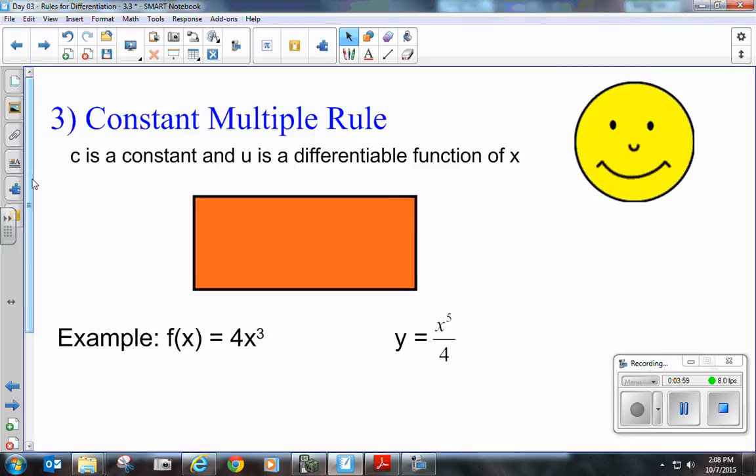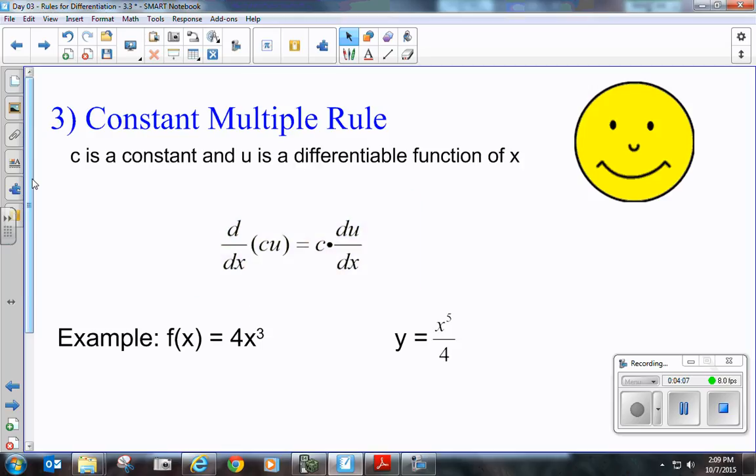Now, the constant multiple rule. The constant multiple rule, okay? That just says that if I'm taking the derivative of some function, and c is a constant in front of it, I can take the constant out front separately, and then take the derivative of the function without the constant, and then multiply the constant times the derivative. Okay? So, I'm going to give you 2 examples. One is the one we just did, and then I'm going to give you another one here.